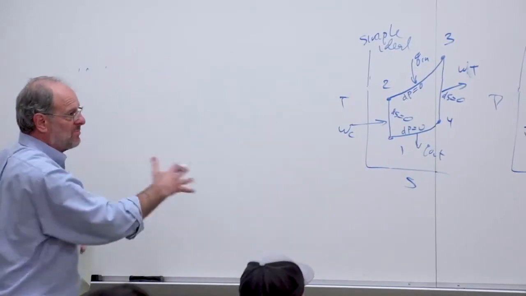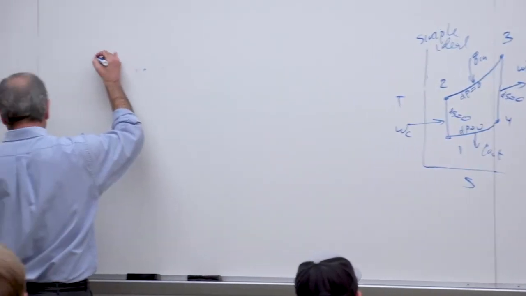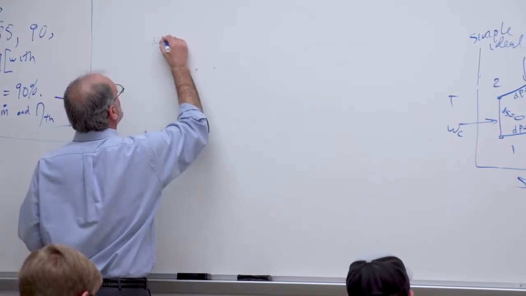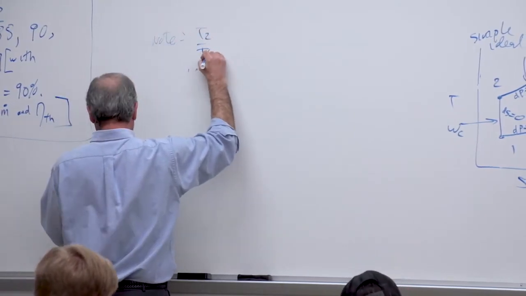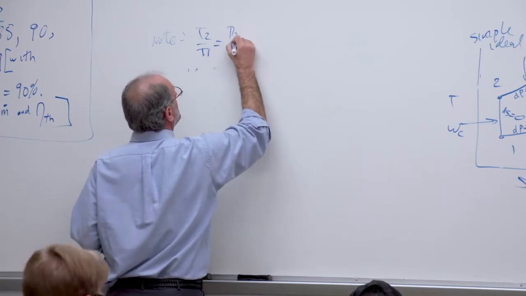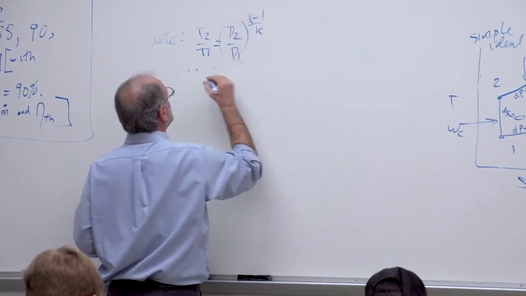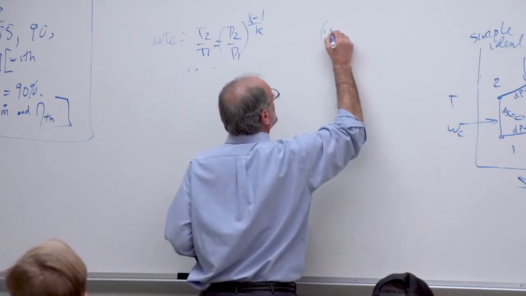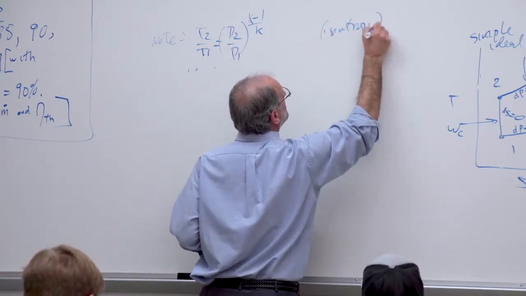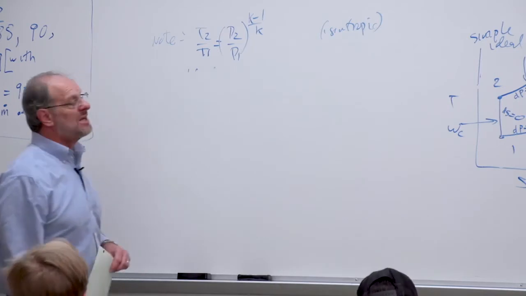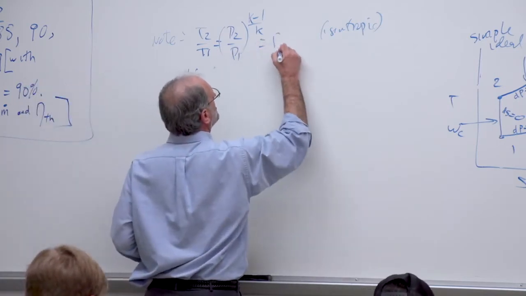So, this should just be below that in your notes, but let's just keep that in mind, that T2 over T1 is going to equal P2 over P1 to the k minus 1 over k, right? This applies only for the isentropic process when we have an ideal gas with constant specific heats. And of course, P2 over P1 is just our pressure ratio.